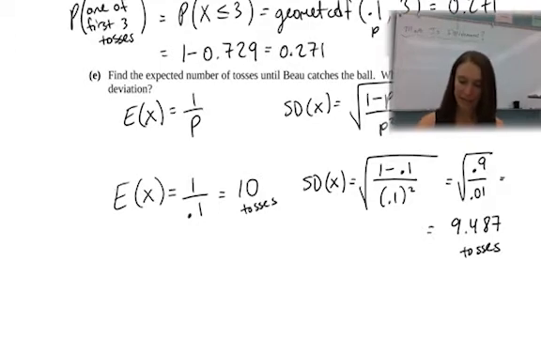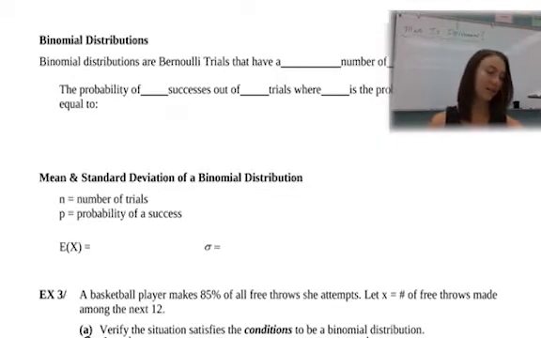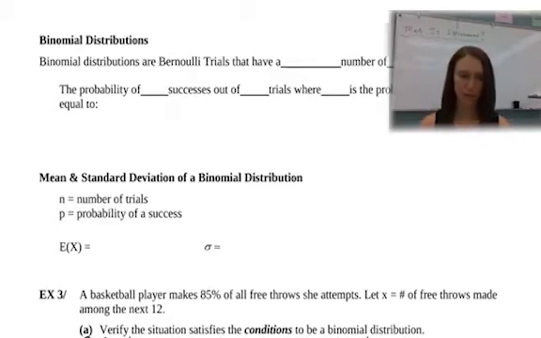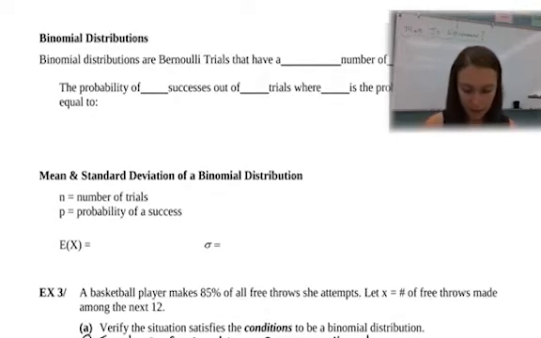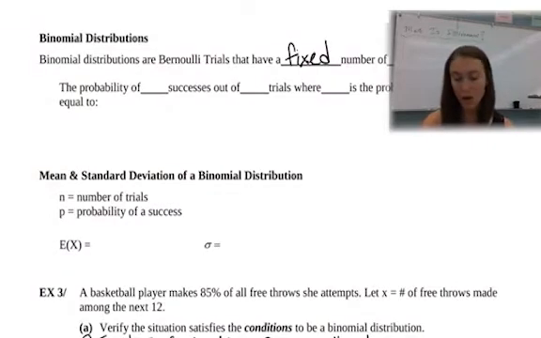All right, next page. This is our last page, and we're moving from geometric distributions to binomial distributions. Binomial distributions are also Bernoulli trials, but they have a fixed number of trials. So that's the only difference between them. The probability of k successes out of n trials, where p is the probability of success, gets a little confusing here.